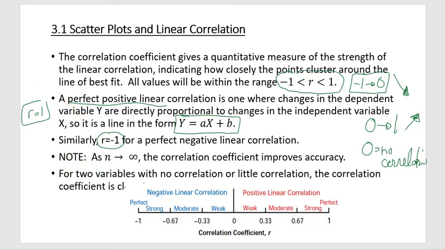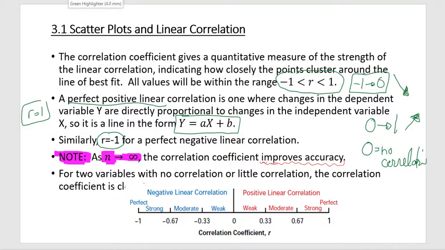Now, it's so important to note this. As n approaches infinity, when we talk about n, we talk about the number of data. As n approaches infinity, so the number of data gets bigger and bigger, the correlation coefficient improves in accuracy. So the more times you do an experiment, the more accuracy you're going to have.